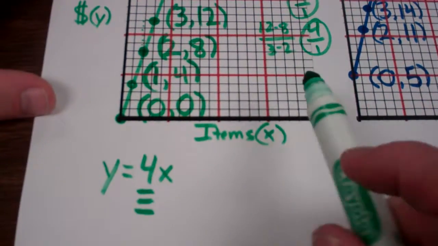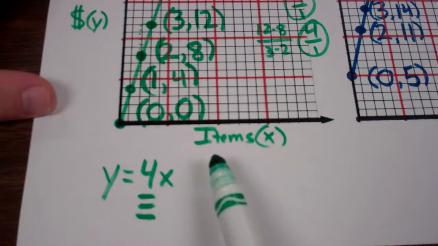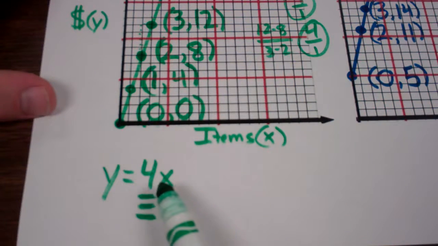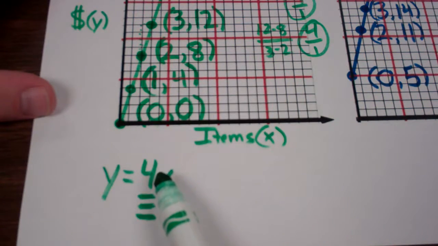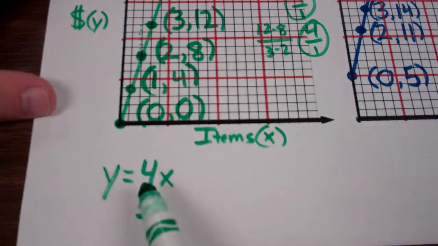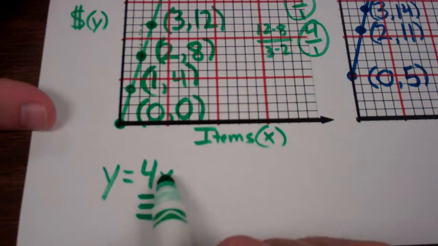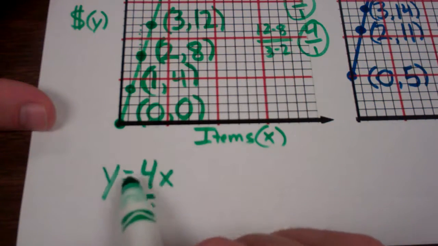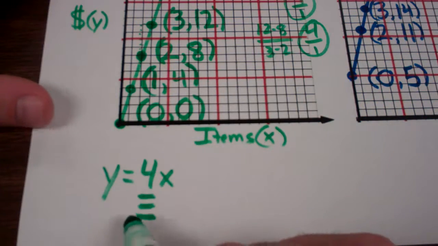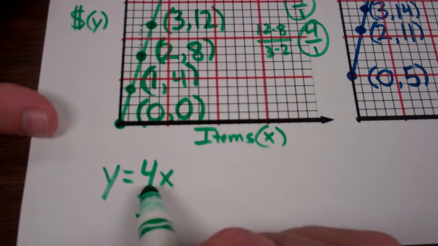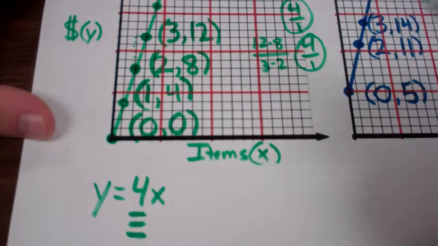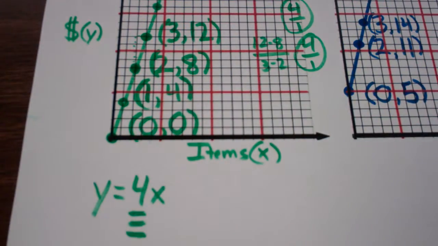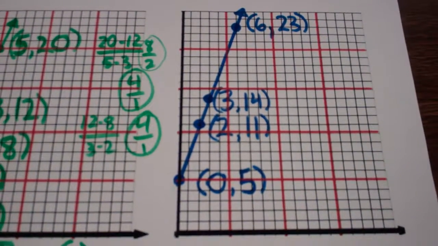By the way, you might notice, if we talked about what this really means, it is $4 for every item. For every one of the x, which is items, it costs $4, which is the y, right? So if I had 0 items, 0 times 4 is 0, and that's where I got that 0, 0. If I bought 3 items, 3 times 4 would be 12. There's that point, 3, 12, and we can continue with this all the way through. So let's go to the other one and check it out just a little bit.